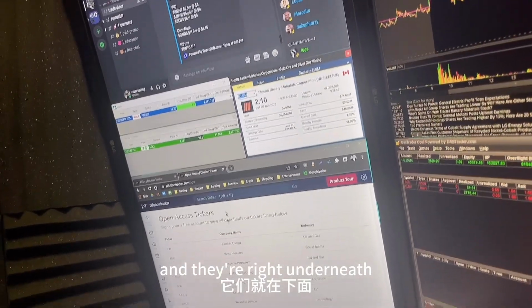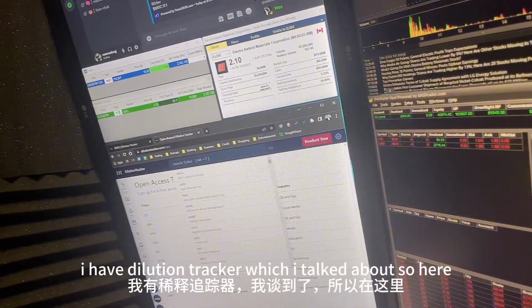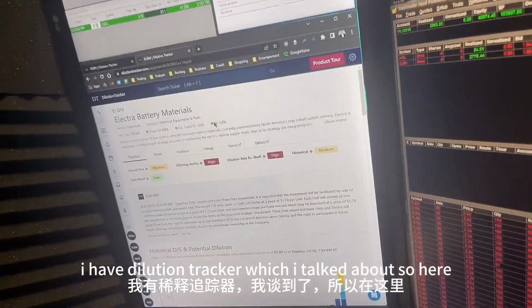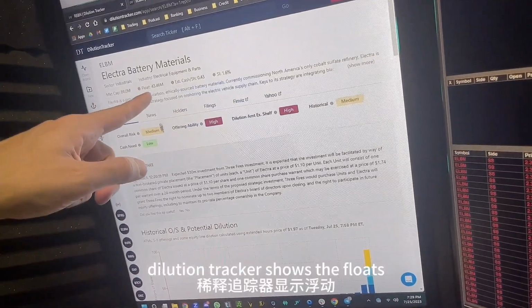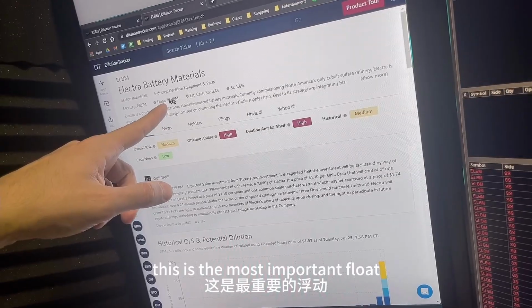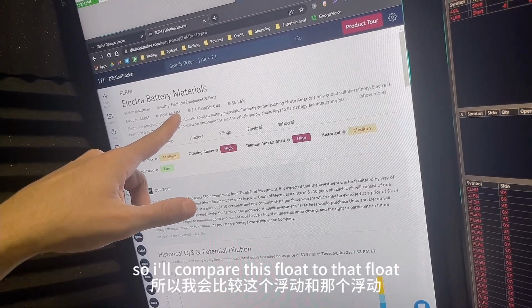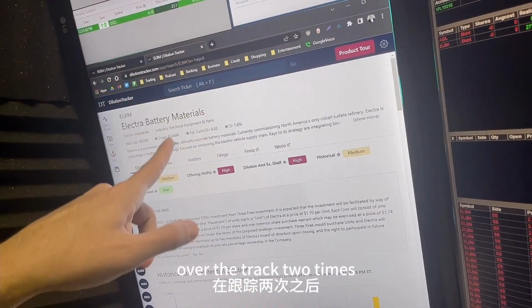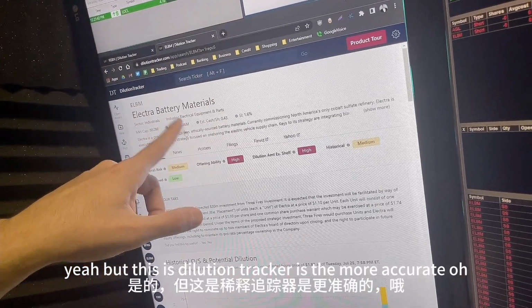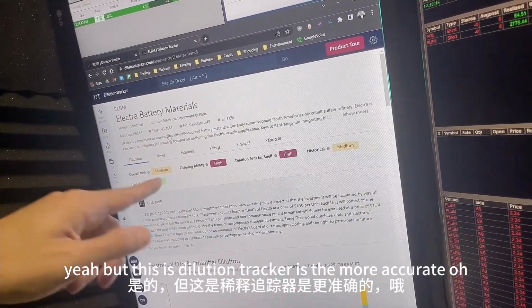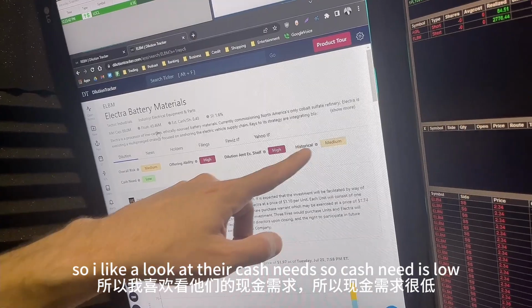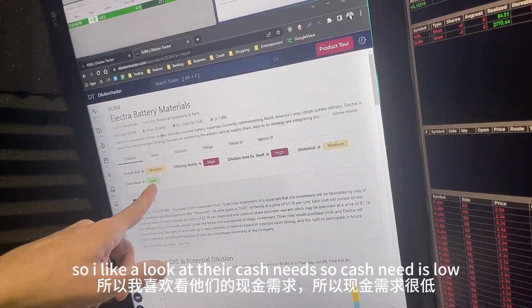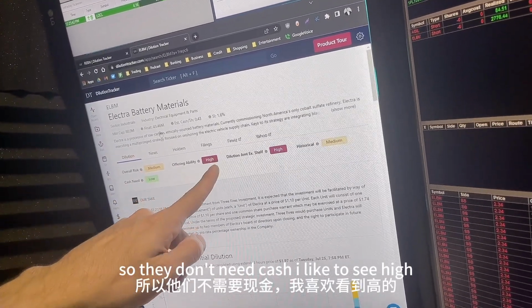And then right underneath, I have Dilution Tracker, which I talked about. Here, Dilution Tracker shows the floats. This is the most important float. I'll compare this float to that float. Always check two times, right? But Dilution Tracker is the more accurate. I like to look at their cash need. Cash need is low, so they don't need cash. I like to see high.